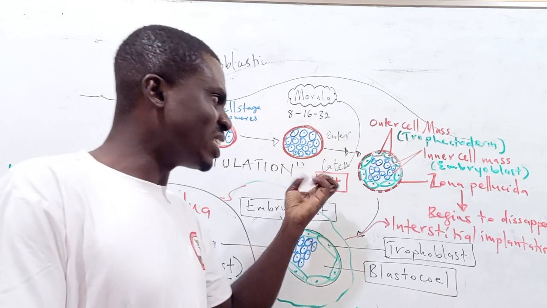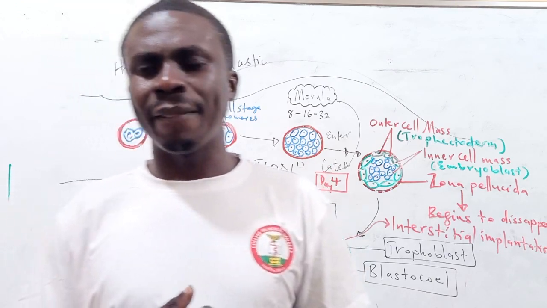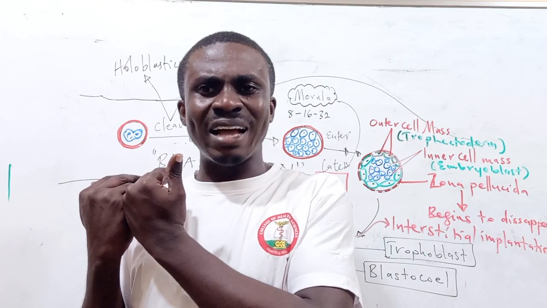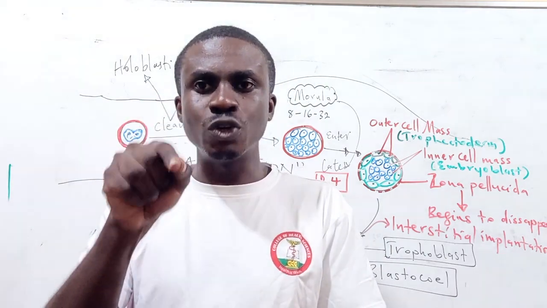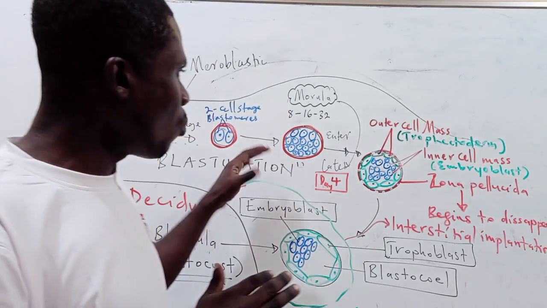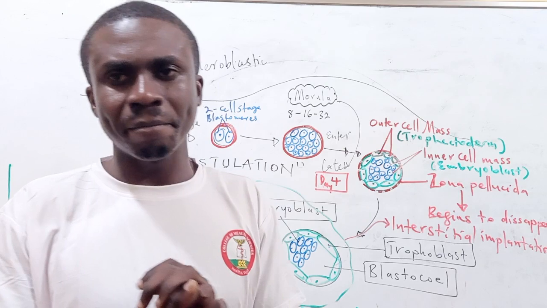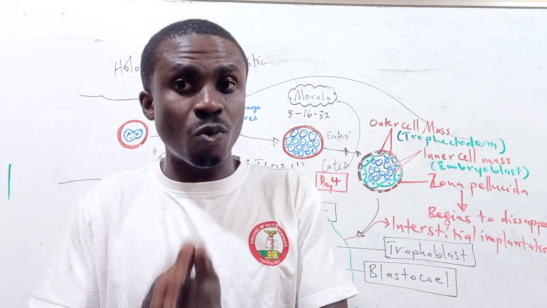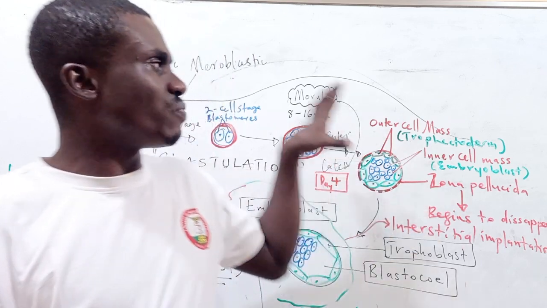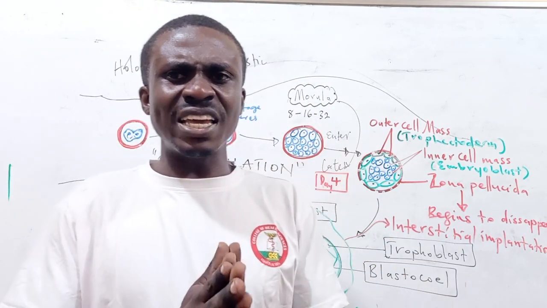Now, where does implantation take place? In the uterus. Your answer is the posterior wall of the fundus of the uterus. That's where implantation takes place. Also, something that you may talk about is the posterior wall of the junction between the fundus and the body of the uterus. Now, why are we saying these things?